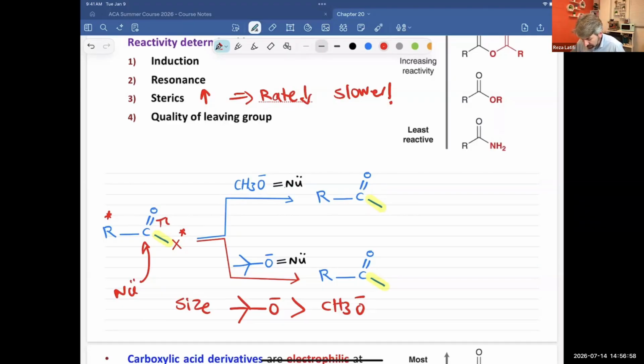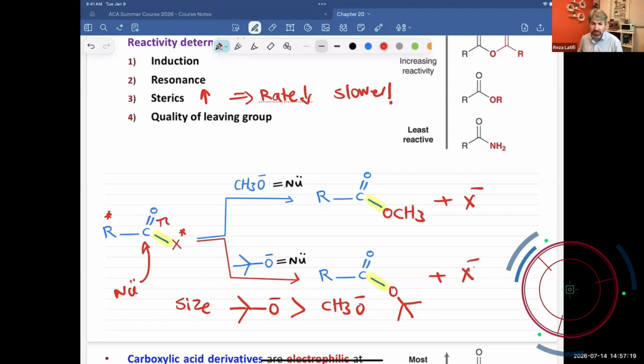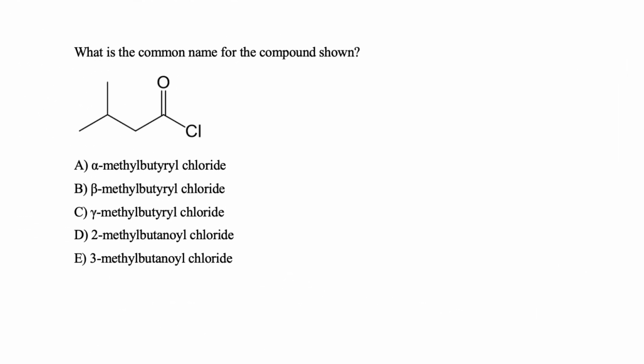Overall, the product will be this. You get X out of the system, you replace it by OCH3 plus X minus, and this one will have tertiary butoxide attached to the carbonyl plus X minus. Okay, so increasing steric effect will drop the rate of the reaction. Last part will be the quality of the leaving group.